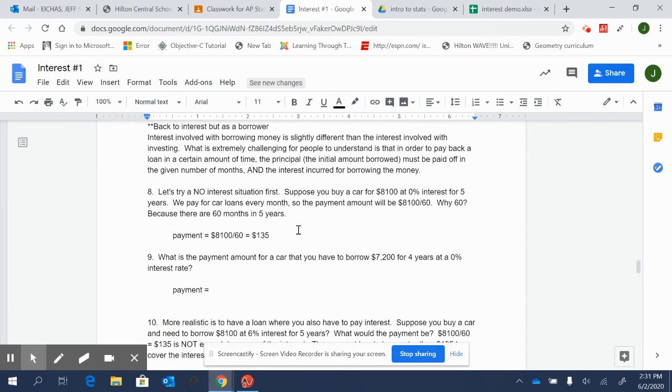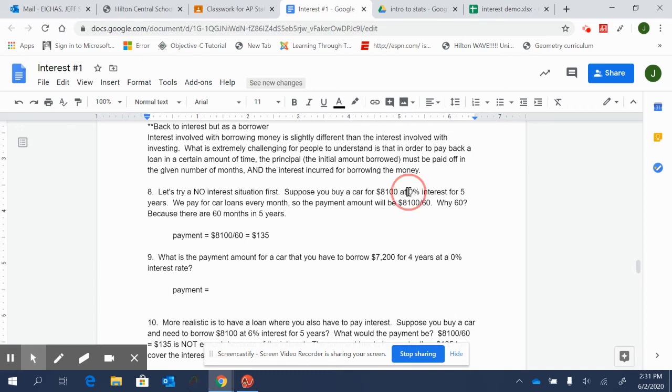Back to interest. Okay, interest as a borrower is a little bit different. All right, now here's how this works. You're going to buy a car. You've got to pay the car back in full in the time allowed. Okay, so you're going to, at some point in your life, probably buy a car if you have to get what's called financing or borrow money to get there.